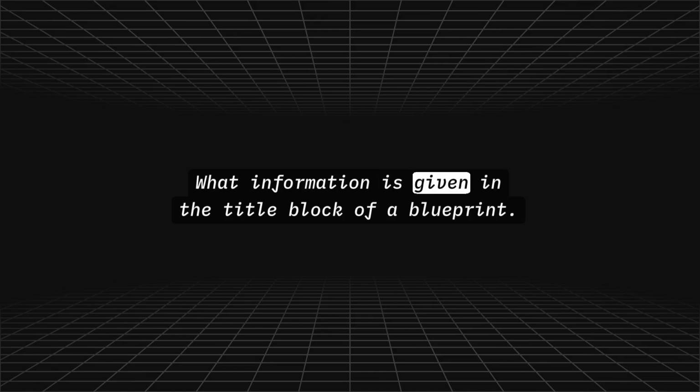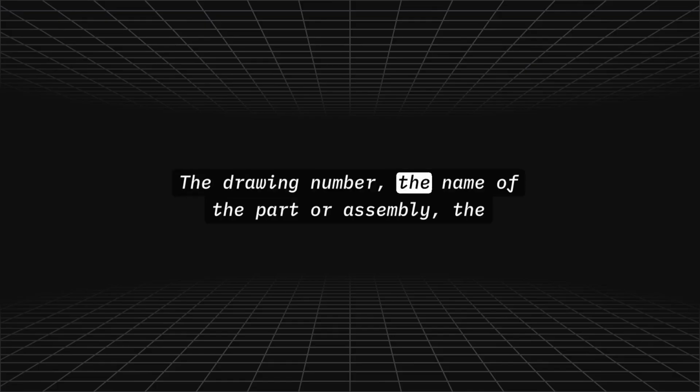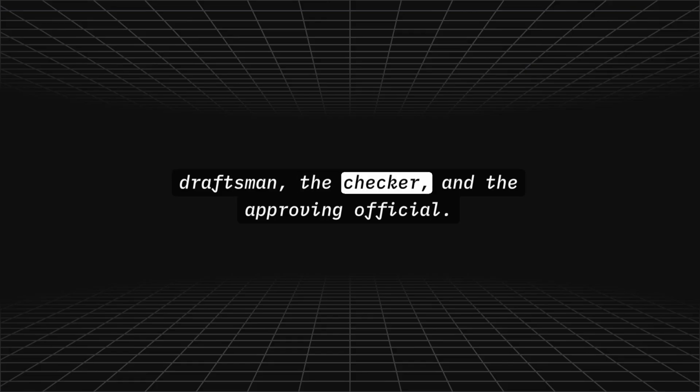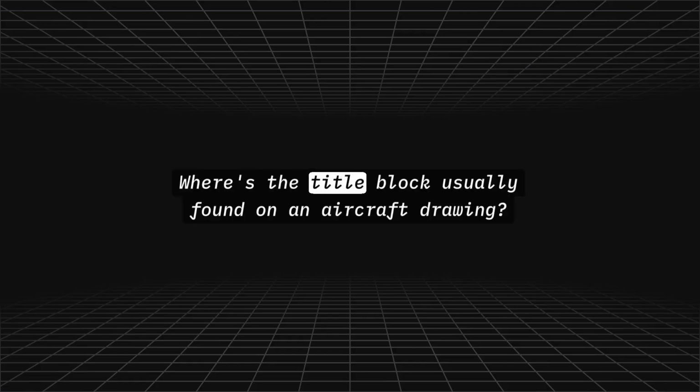What information is given in the title block of a blueprint? The drawing number, the name of the part or assembly, the scale, the date, the name of the firm, the name of the draftsman, the checker, and the approving official. Where's the title block usually found on an aircraft drawing? In the lower right corner.